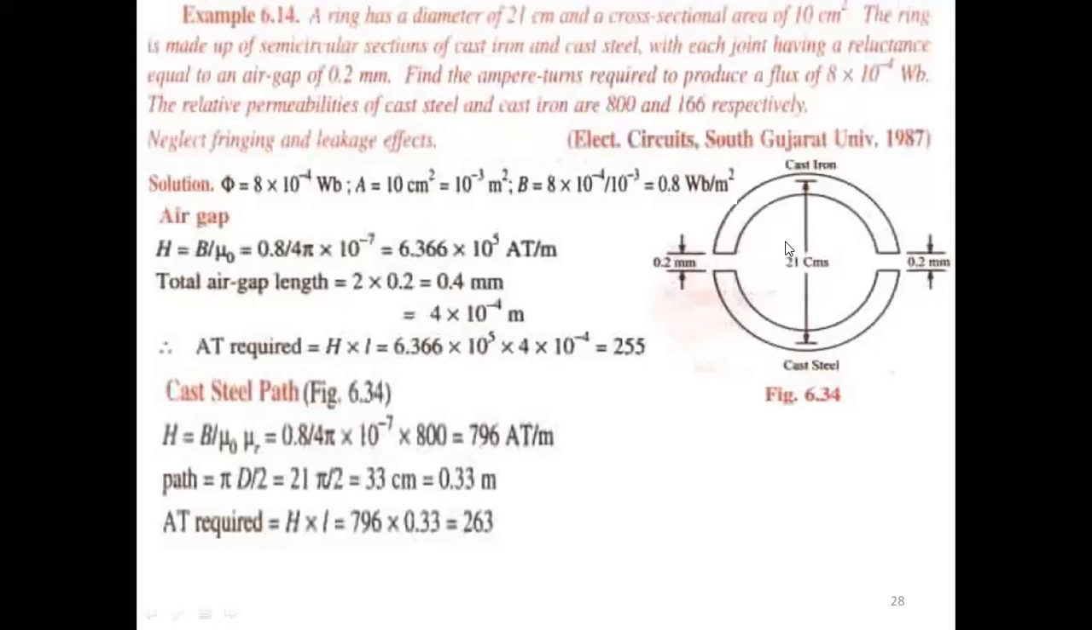D is how much here? 21 centimeter. So 21 into 10 to the power of -2 into π by 2 here. It is nothing but 33 centimeter, equal to 0.33 meter. Correct? Yes, sir. Now multiplication of this one and this one: 0.33 into 796 will give the ampere turns of the steel material.